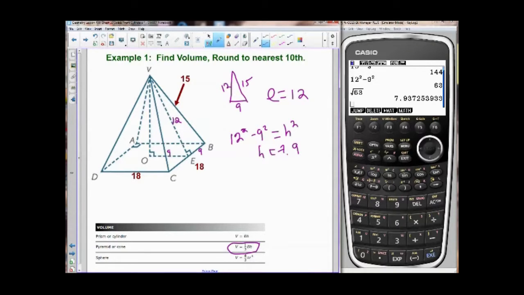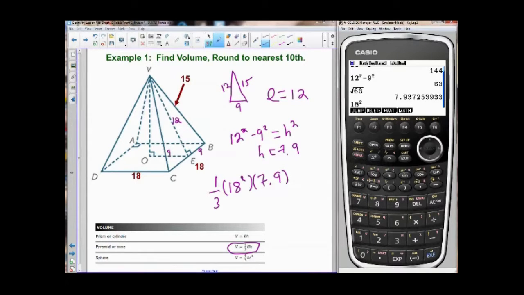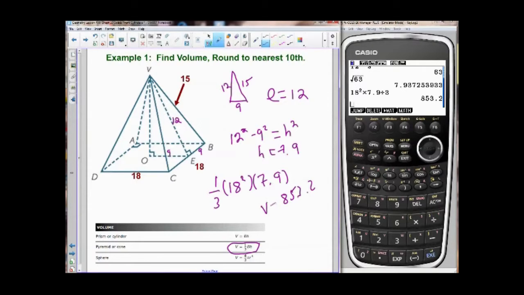Now I go down here. I do 1/3 area of the base, which is 18 squared, times height of 7.9. I'm going to put this in the calculator. Casio does a wonderful job of it, so I'm going to do 18 squared times 7.9 divided by 3. Knock it all out, I get 853.2, and I'm a happy, happy camper. 853.2, that is my volume in cubic whatever units I happen to use.